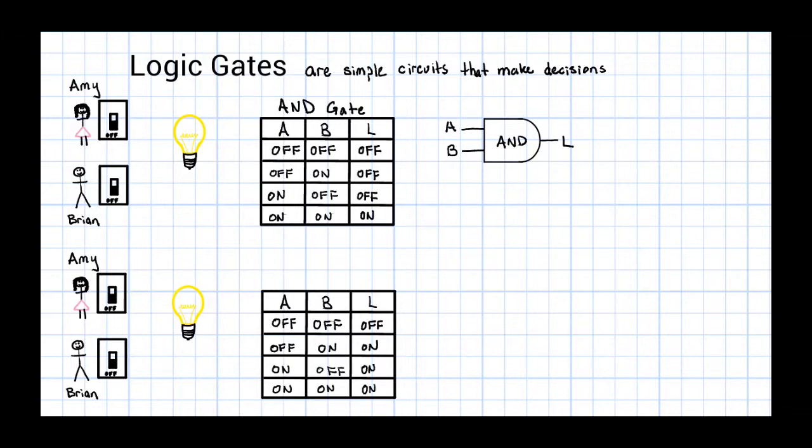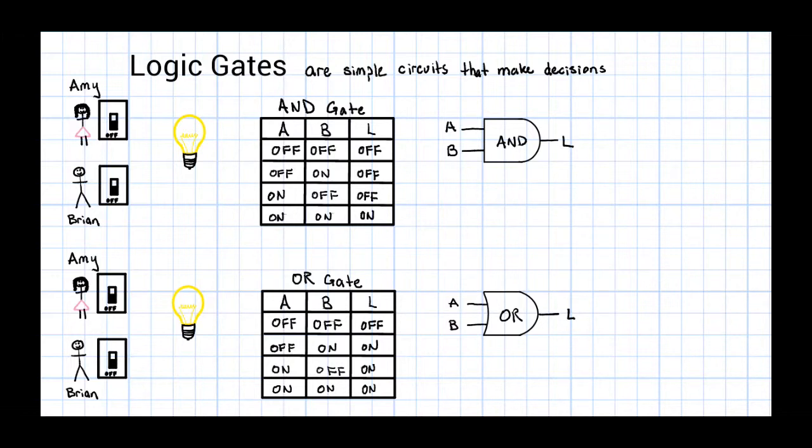Notice I used the word OR this time. This situation describes an OR logic gate. The light bulb will be on if either Amy or Brian have their switch on. I want to point out that the light bulb will still be on even when both switches are on. Here is the symbol we use when we want to draw an OR gate.